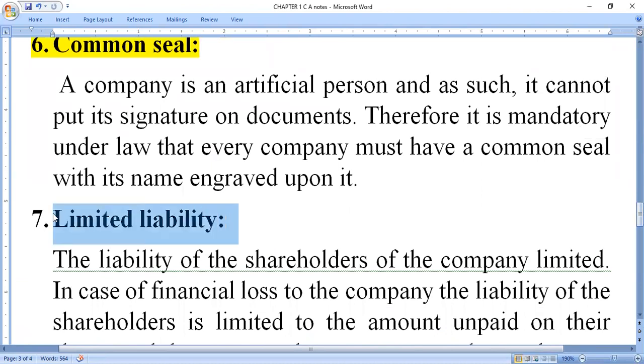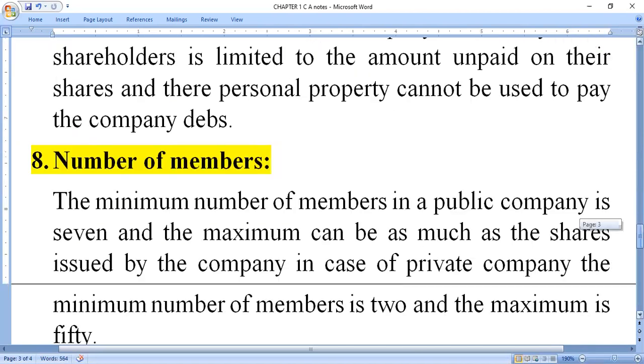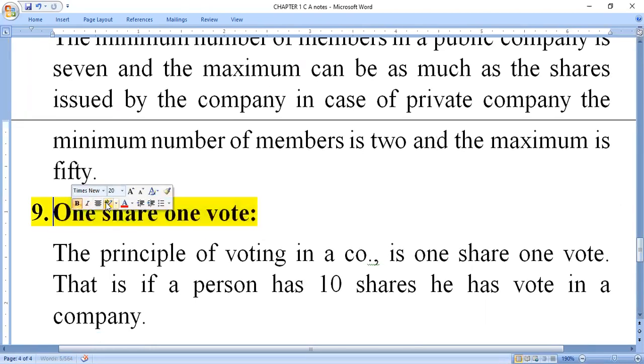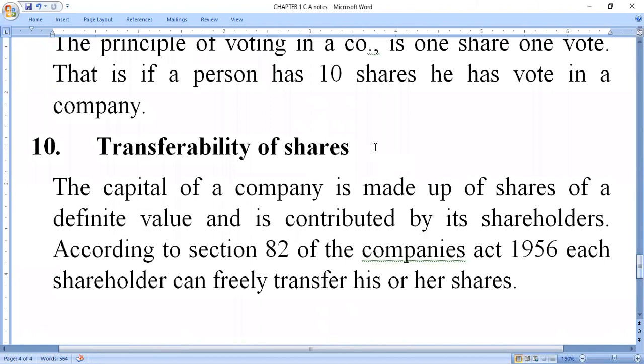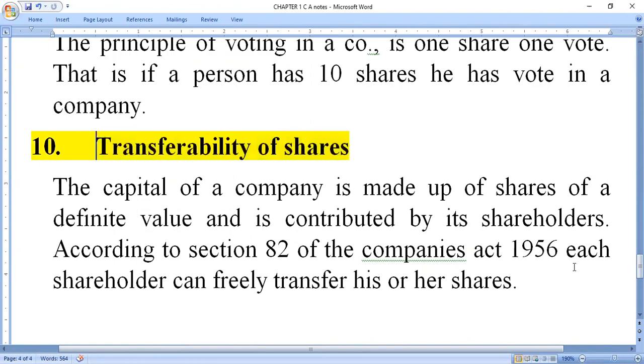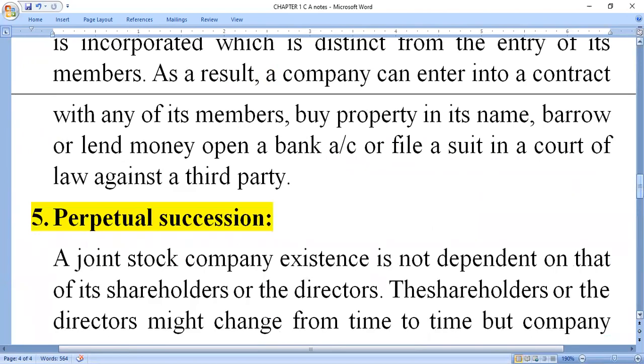The seventh one is limited liability, the eighth one is number of members, the ninth one is one share one vote, and the tenth one is transferability of shares. There are 10 characteristic features of joint stock company.